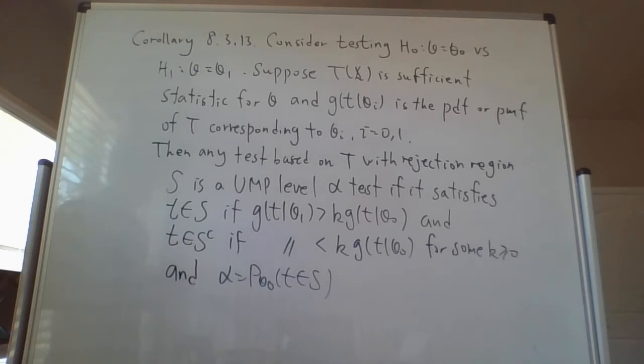So here everything is the same as the Neyman-Pearson lemma, but we replace the PDF or PMF with that of the sufficient statistic, and then the rejection region is expressed by the sufficient statistic. So if we can find a sufficient statistic, then we can find the UMP level alpha test by using the information of the sufficient statistic.